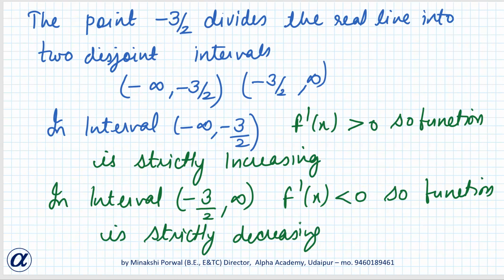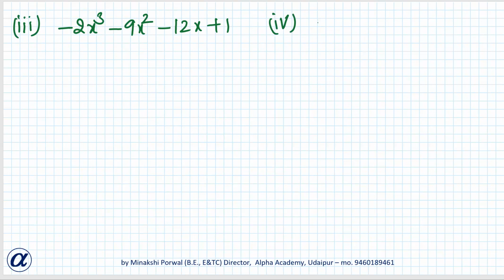Okay. Then third part: minus 2x cube minus 9x square minus 12x plus 1. Okay. Or we can do one thing, third and fourth part will be homework. Okay, 6 minus 9x. Both these parts are homework. In case any doubt is there, I'll clear it tomorrow. Okay.